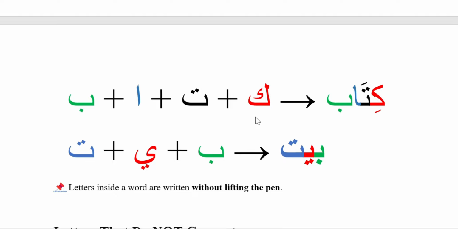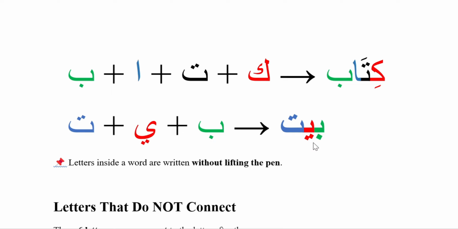As you see, this is 4 letters. We have kaf and ta and alif, playing a long vowel, and the letter ba. Kitab. And they are connected to each other. Okay. We have here the letter ba, it's isolated. This is another rule.